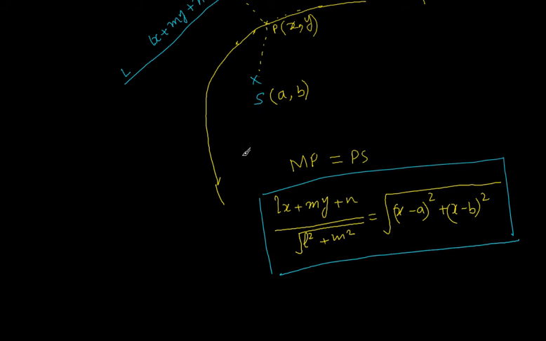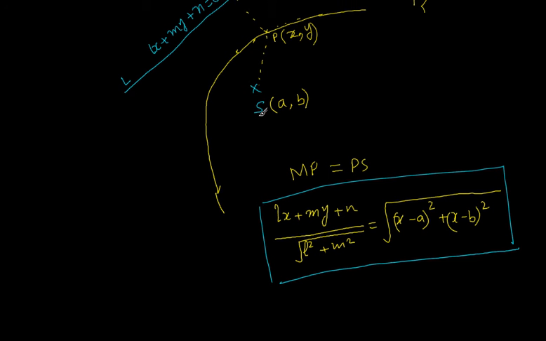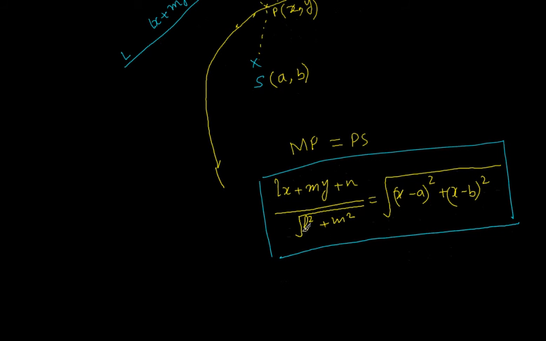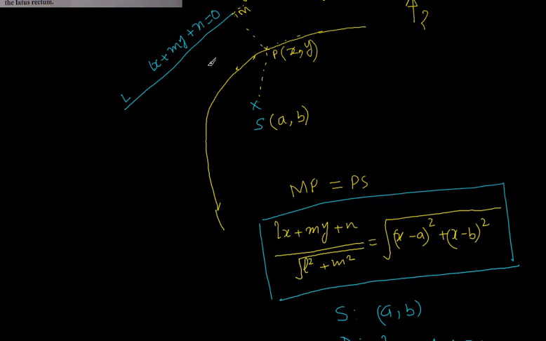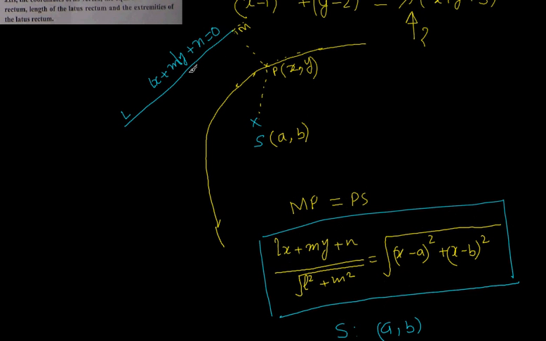Everything means latus rectum, vertex, focus. The focus of this parabola will be (a, b), and the directrix will be lx plus my plus n is equal to 0. Next we find out the axis. These are the axes.